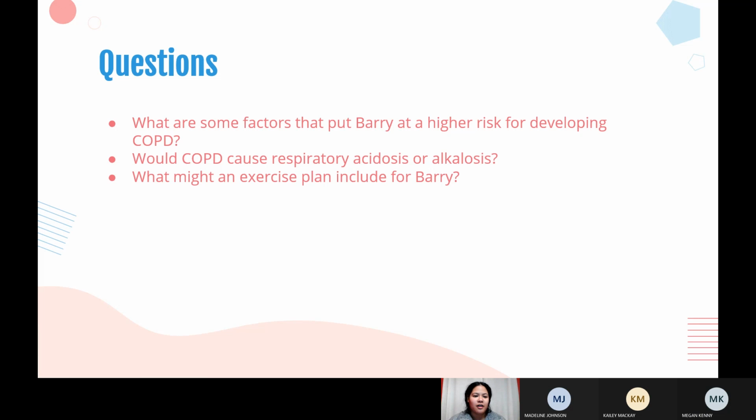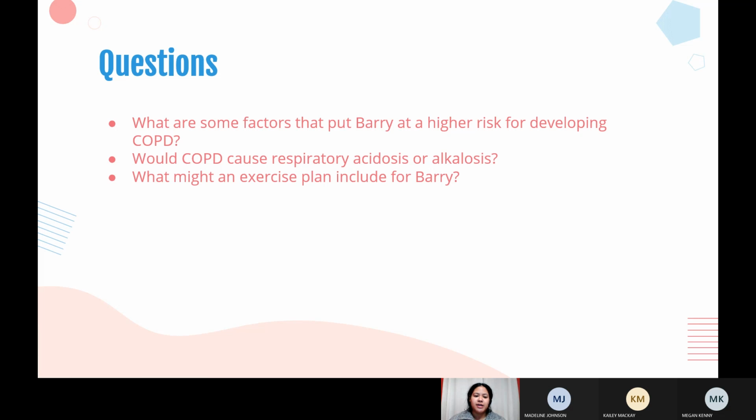So some questions we have are, what are some factors that put Barry at a higher risk for developing COPD? So risk factors for Barry specifically would be working in the mine as well as smoking. Our next question is, would COPD cause respiratory acidosis or alkalosis? So we talked about how the alveoli in a person with COPD don't have the ability to deflate or collapse, which allows the carbon dioxide to remain within the lungs. So this contributes to respiratory acidosis.